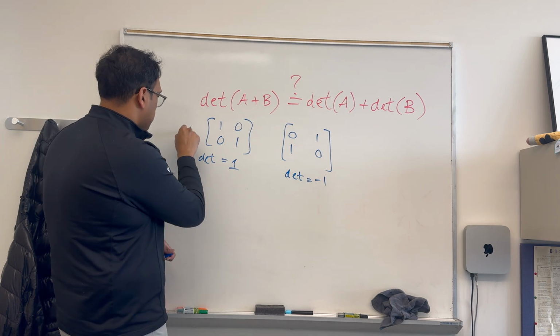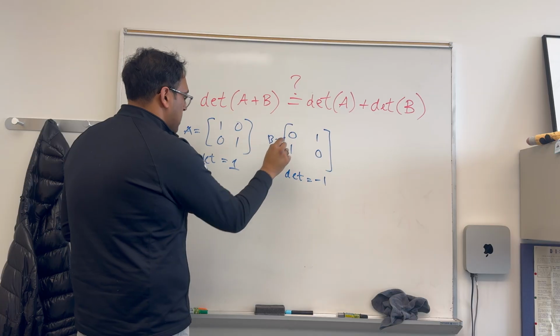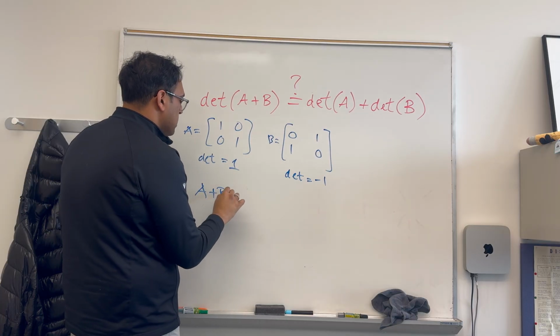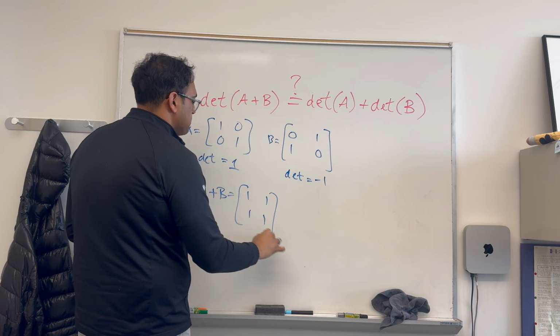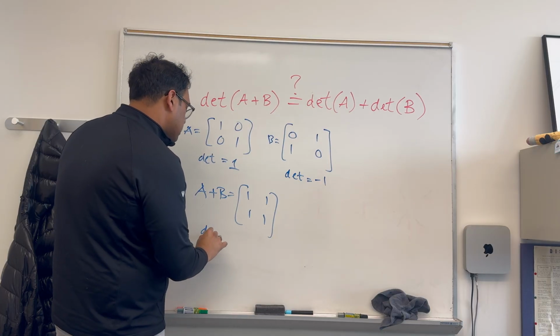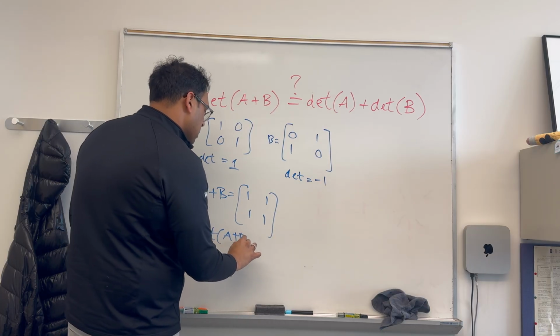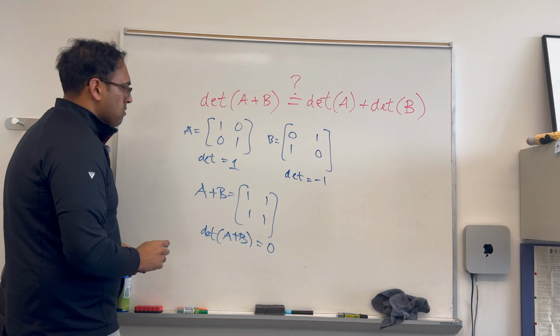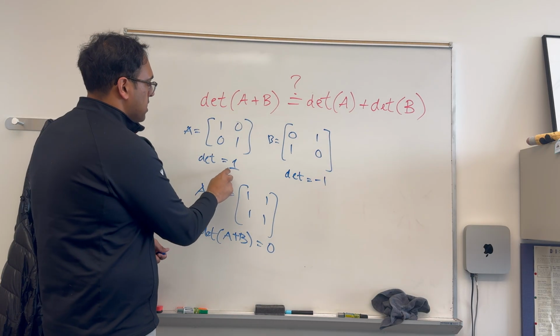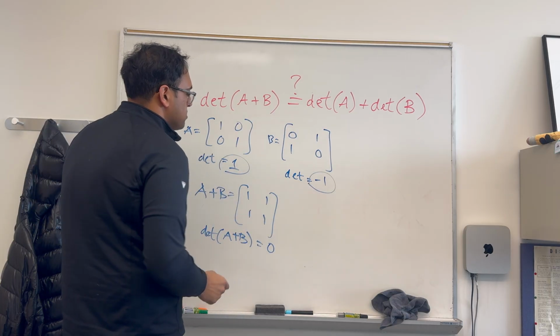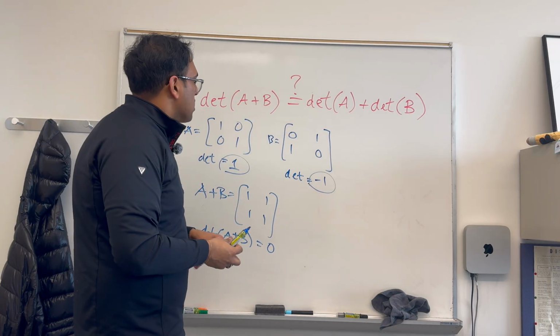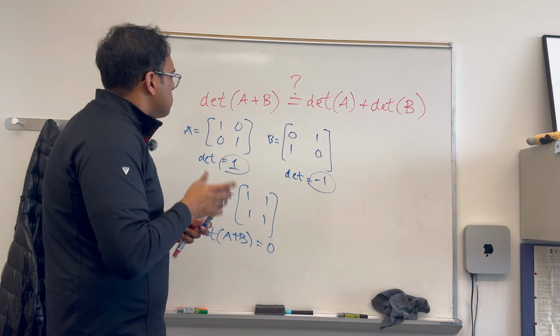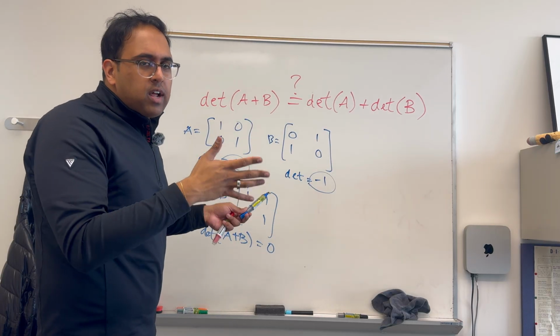Let's try it. So if I call this A, call this B, A plus B is going to be a matrix of all ones. And its determinant is 1 times 1 minus 1 times 1, which is 0. Which indeed is the determinant of the first one plus the second one. So it seems like in this example, it works. That's not enough to conclude whether or not this is true.